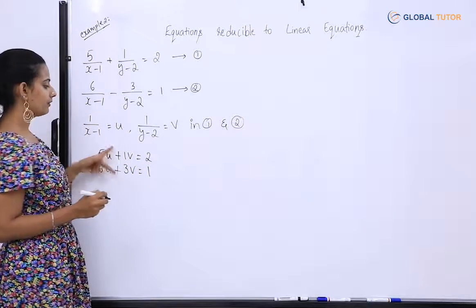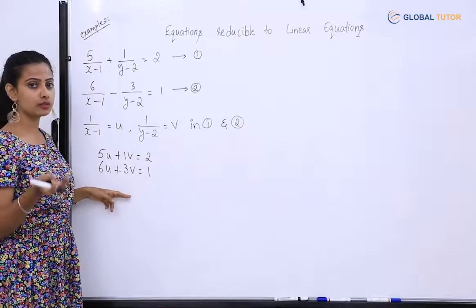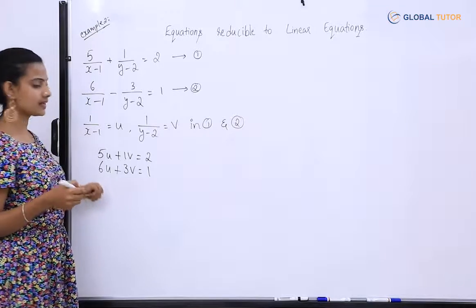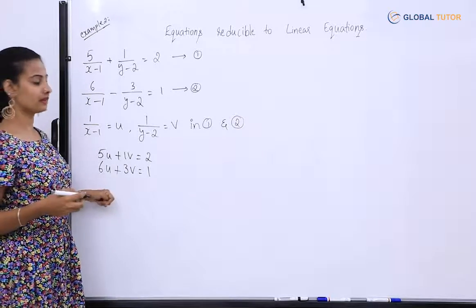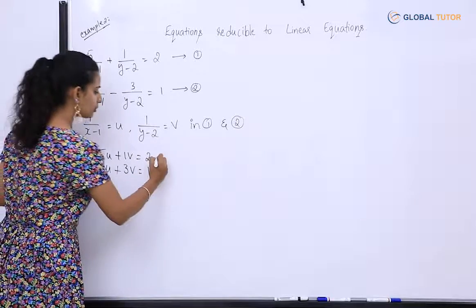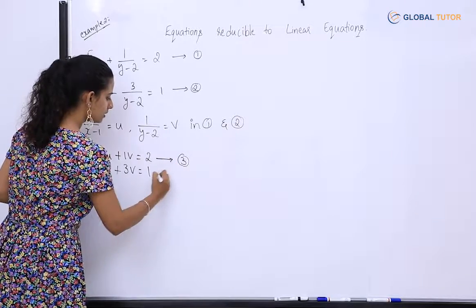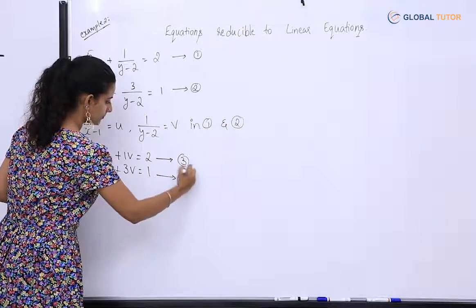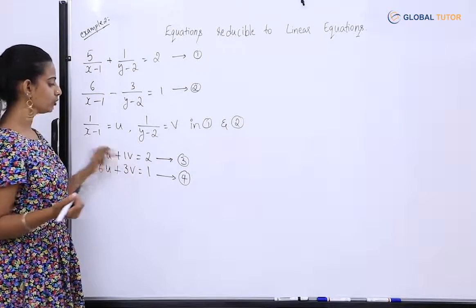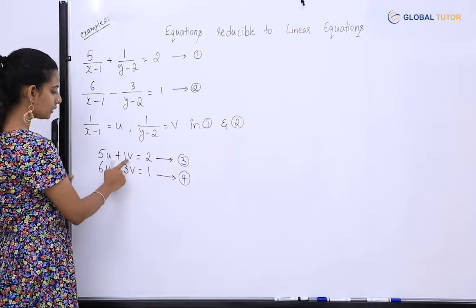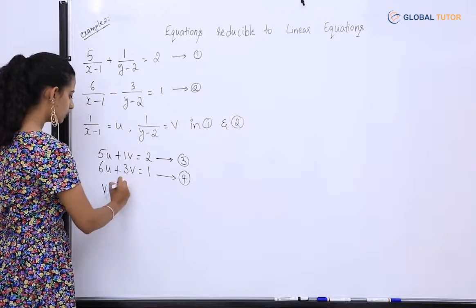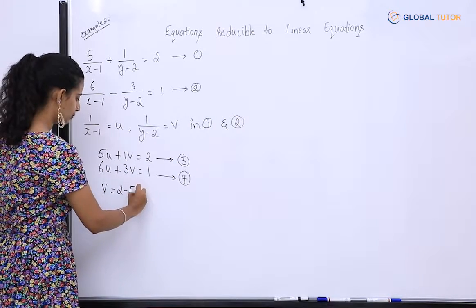Right? Now, we can use the substitution method, elimination method or Cramer's rule. In the last example, we used Cramer's rule. So, in this example, let us try to use the substitution method and solve this pair of linear equations. I am going to call this equation 3 and this equation 4. So, I am going to use equation 3 and find out the value of v. Here we have 5u plus v is equal to 2. So, v is equal to 2 minus 5u.